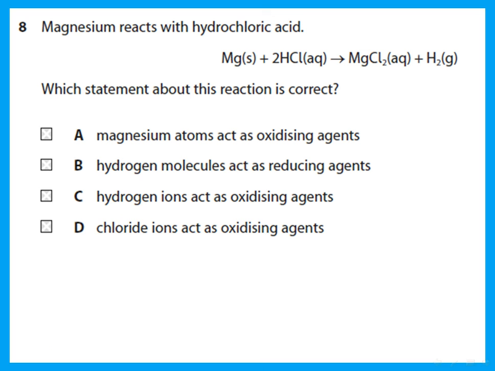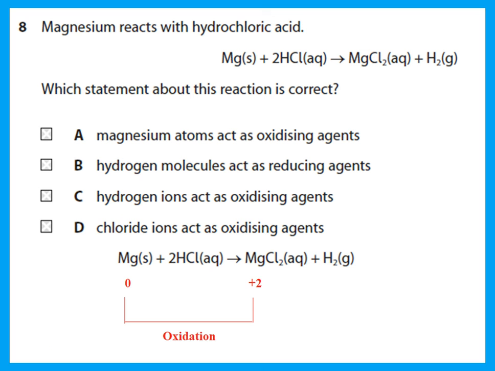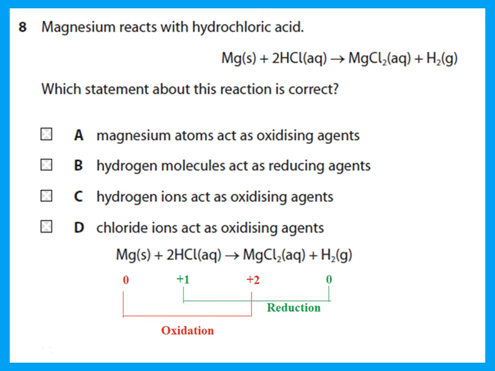Magnesium reacts with hydrochloric acid. Which statement about this reaction is correct? So he's asking which one is oxidizing and which one is reducing. Let us take a look at this equation. Now the oxidation number of magnesium is 0 at the beginning. It changes to +2. That is oxidation. So the magnesium is oxidized, and that means it acts as a reducing agent. Remember, the reducing agent is the one that was oxidized, and the oxidizing agent is the one that was reduced. So the magnesium was oxidized, so it is acting as a reducing agent. So A is wrong.